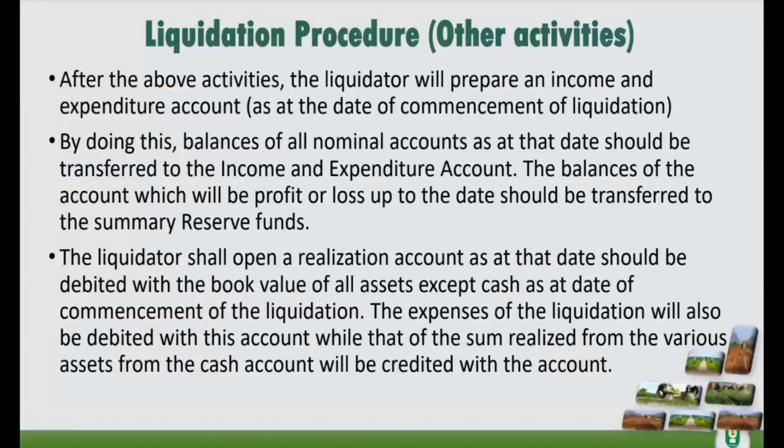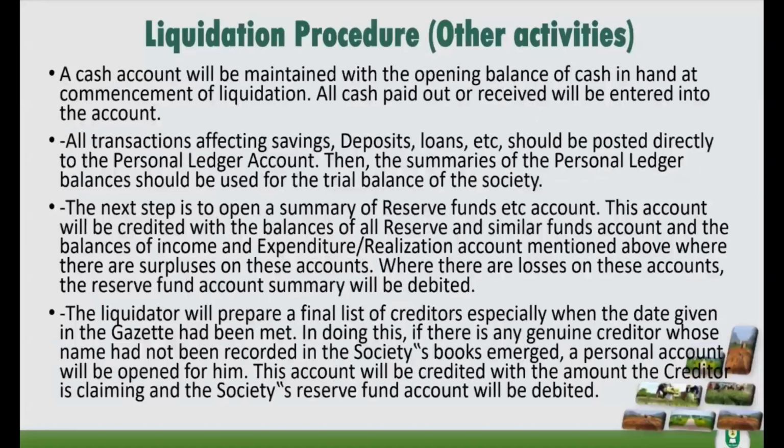Now, a cash account will be maintained with the opening balance of cash in hand at commencement of liquidation. All cash paid out or received will be entered into this account. All transactions affecting savings, deposit, loans, and so on should be posted directly to the personal ledger account. Then the summaries of personal ledger balances should be used for the trial balance of the society. The next step is to open a summary of reserve funds and so on account.